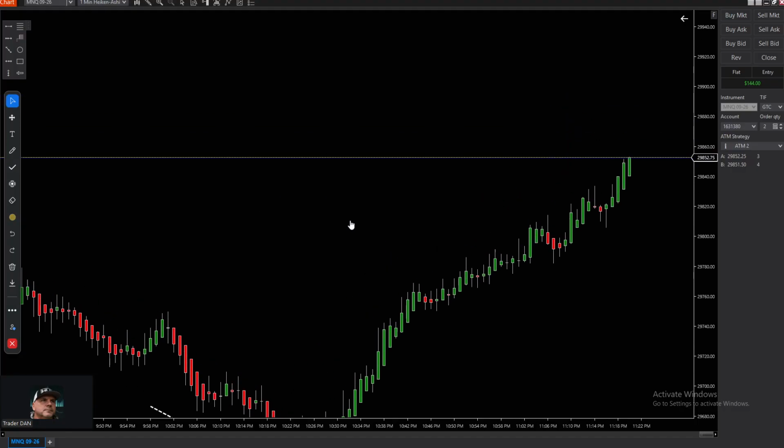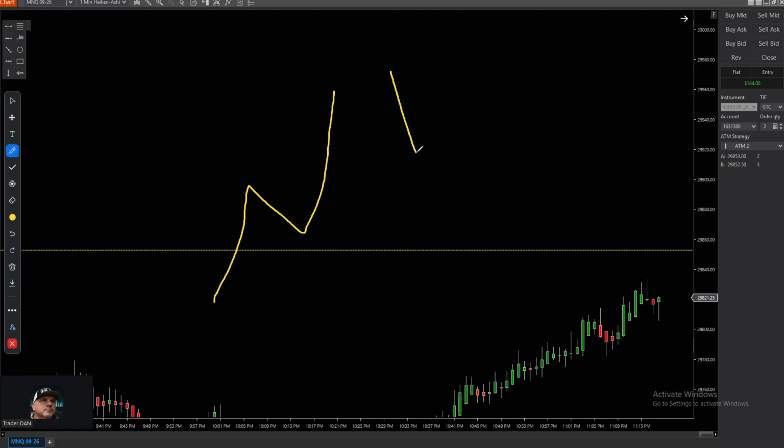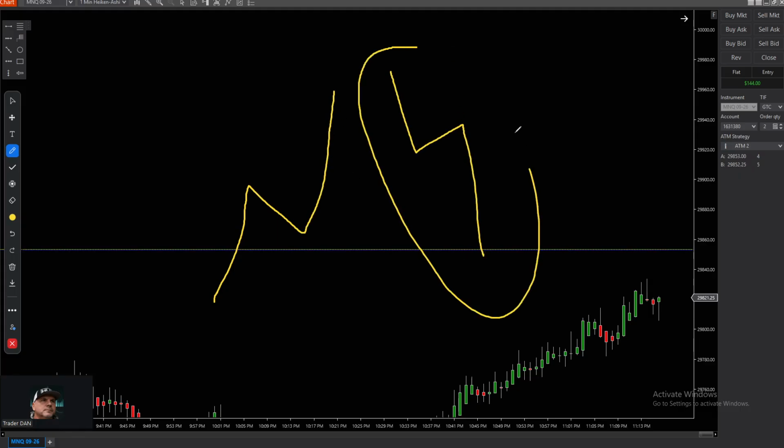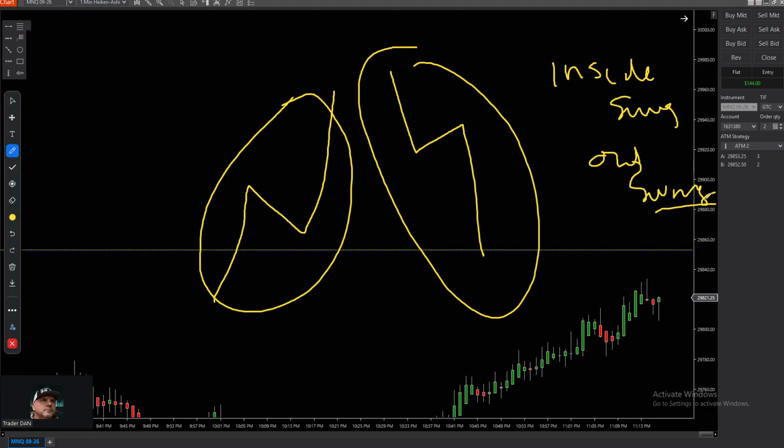So anyways, this is the only pattern in the market that matters, right? This is a down move, that is an up move, and if you haven't watched some of the other videos for inside swings and outside swings, go watch them. It will teach you how the market actually moves in real time.